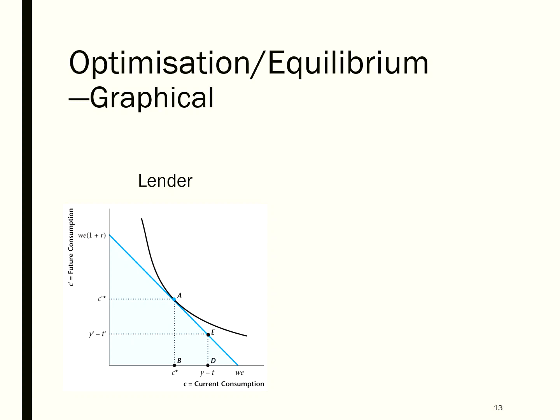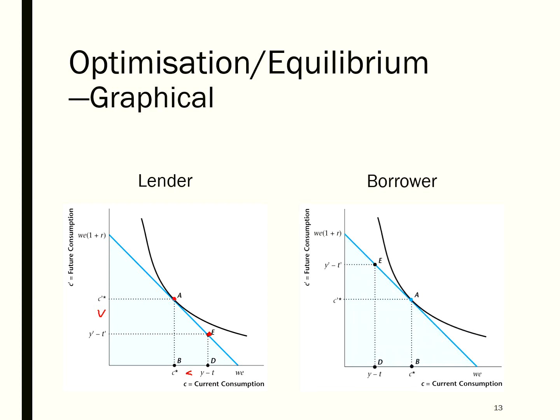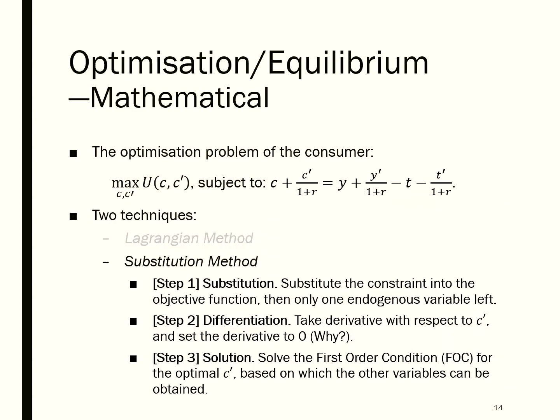In the future period, the consumption C prime is therefore greater than the endowment Y prime minus T prime due to the interest income. On the other hand, for consumers with a lower endowment, their optimal choice A lies to the right of the endowment point, so they are borrowers. The current consumption C is higher than the endowment Y minus T. In the future period, the consumption C prime is lower than the endowment Y prime minus T prime due to the interest payment.